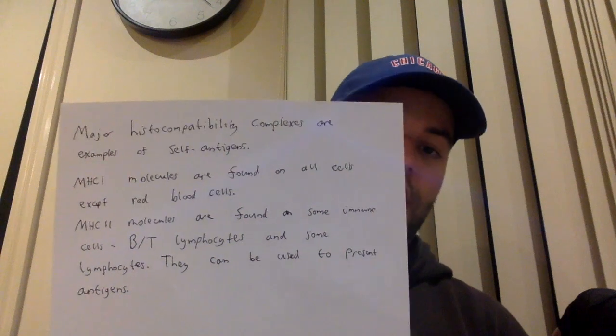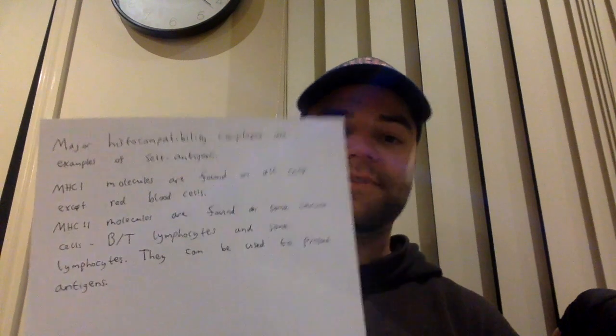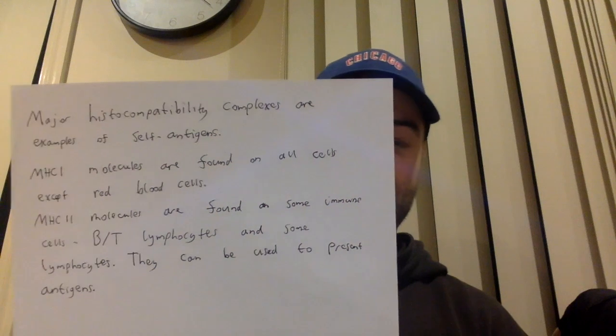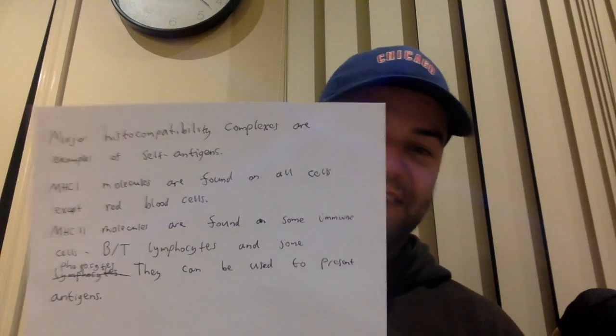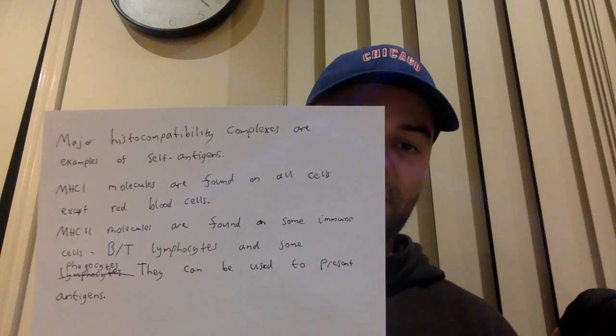MHC2 molecules are only found on immune cells, so B and T lymphocytes, and I've written some lymphocytes, that's a mistake. It should have said some phagocytes, okay? Which is just another type of immune cell. I'll correct it now. There we go. So let's try that again. MHC2 molecules, they're found on some immune cells, mostly B and T lymphocytes, but a few phagocytes. We'll look at what B and T lymphocytes and phagocytes are over the next few lessons, so don't worry about that too much for now. Just know that MHC2 molecules, a type of antigen, are found on some immune cells.